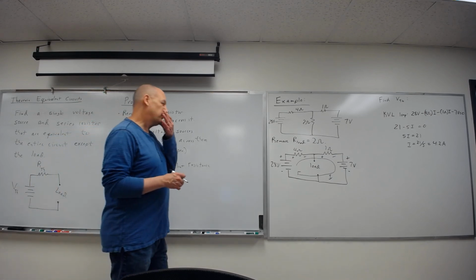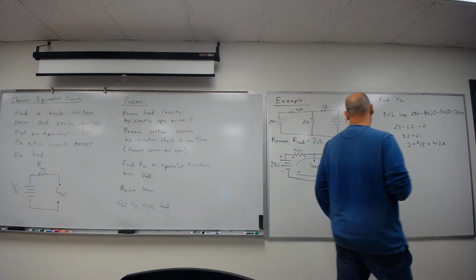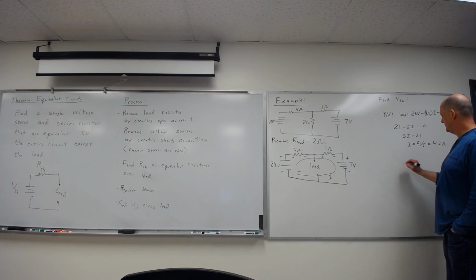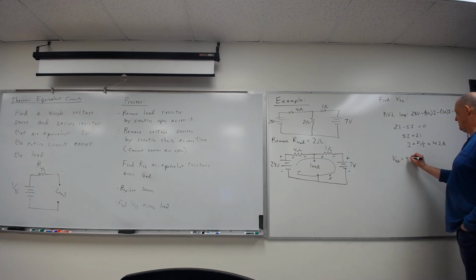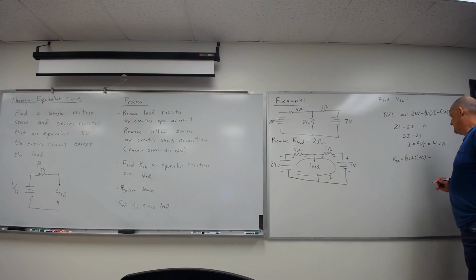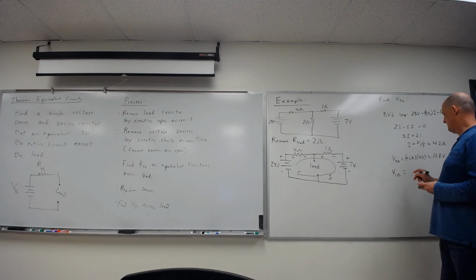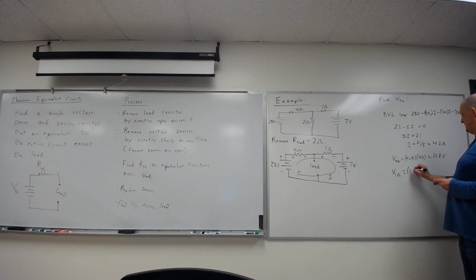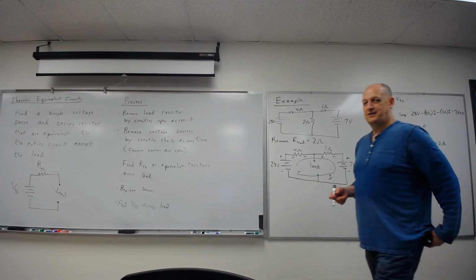So now I need to find the voltage. So let's find voltage drops. The voltage across the 4 ohm is going to be that current, 4.2 amps, times 4 ohms, which is, what, 16.8? Right? Yes, 16.8. Voltage across the 1 ohm is 4.2 amps times 1 ohm, so yeah, pretty comfortable. It's 4.2 volts.